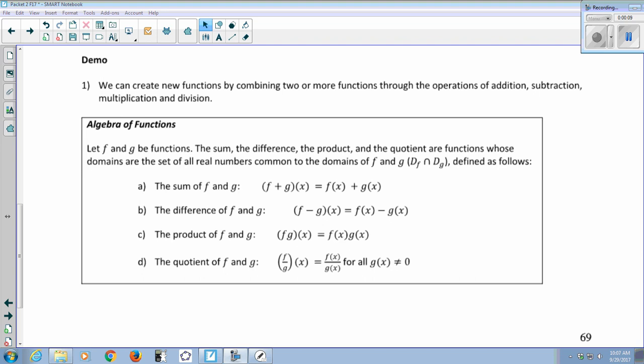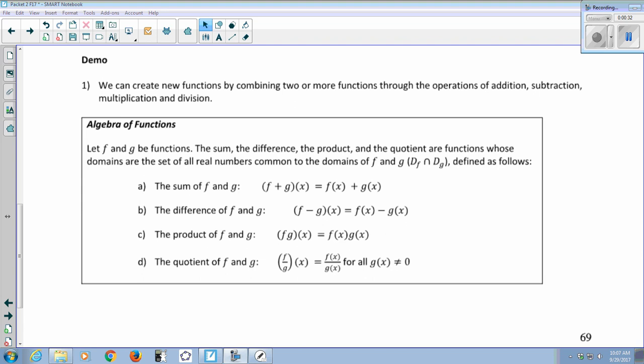We're going to start today by creating new functions by combining two or more functions through the operations of addition, subtraction, multiplication, and division. So algebra of functions works almost exactly like you would expect. F plus g of x just means add your f of x and your g of x. So all of this is pretty intuitive.